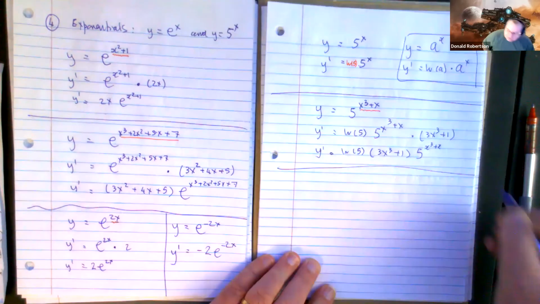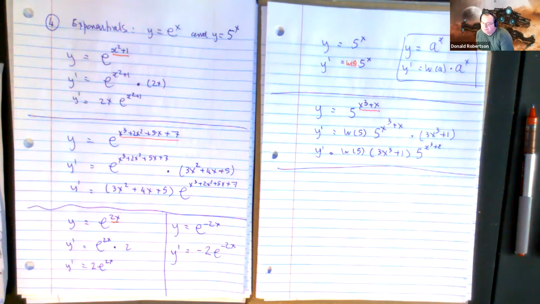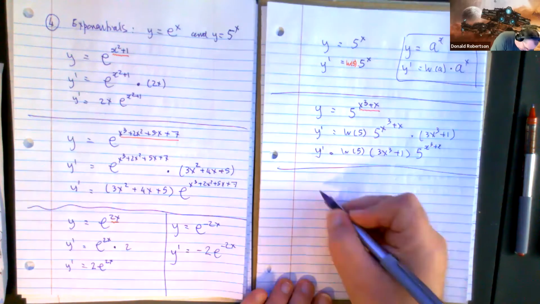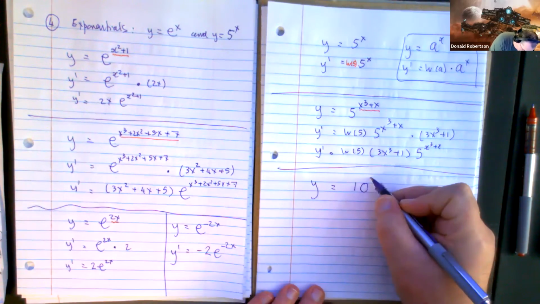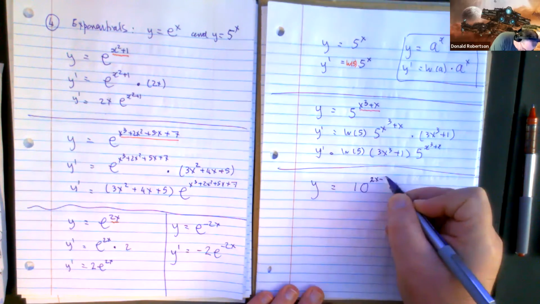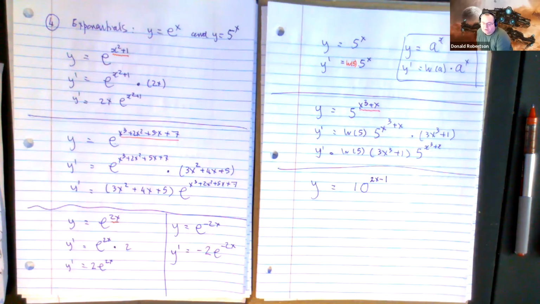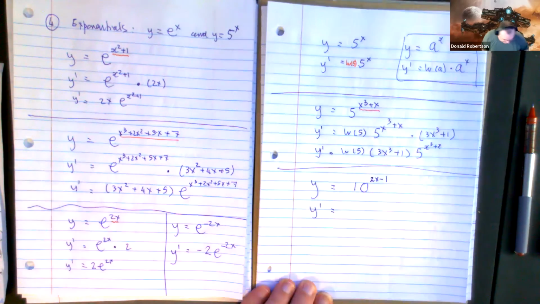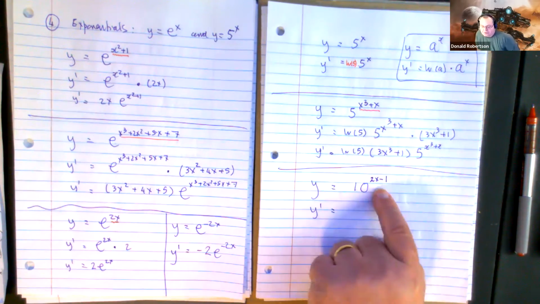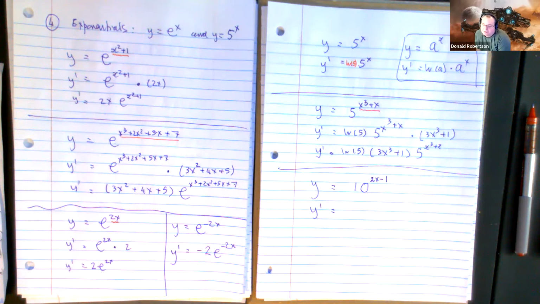That wasn't too bad, was it? How about this one? I want to differentiate 10 to the power of 2x minus 1. Okay, anybody want to have a shot at that? 10 to the power of 2x minus 1.